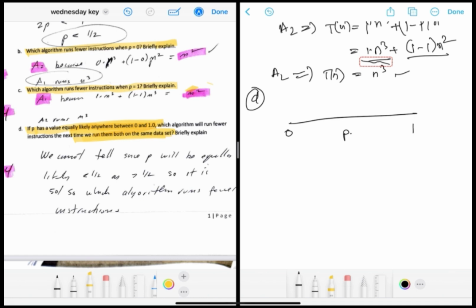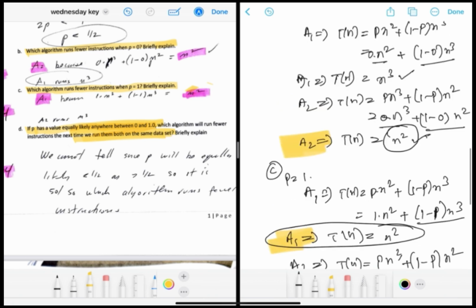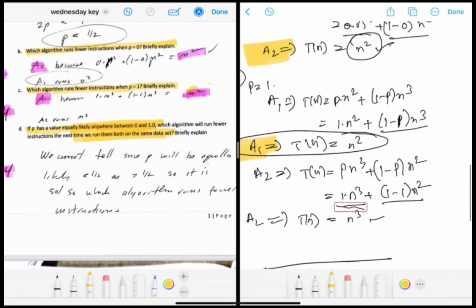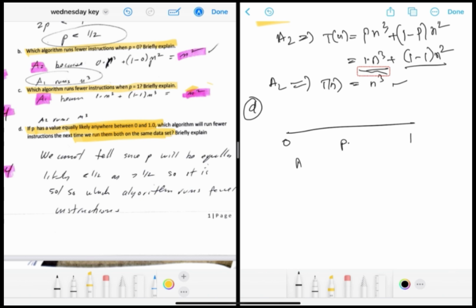So now we have to determine what the A2 and A1 instruction counts are going to be with the P values. We already determined in the first question that when P is less than 1 by 2, A2 runs fewer instructions than A1. According to this, we can write it here: if P is less than 1 by 2, then A2 will be running fewer instructions than A1. Otherwise, A2 will run greater than or equal to A1. So from this, we can say this.